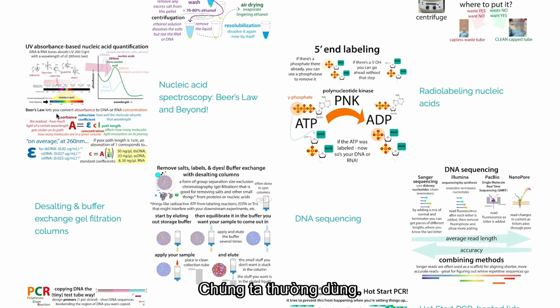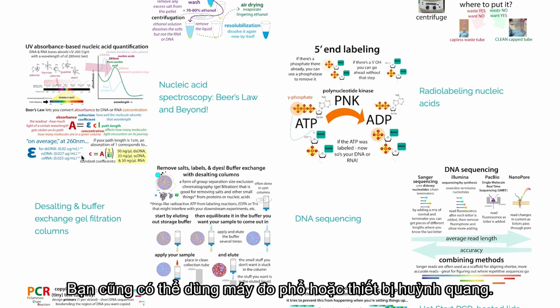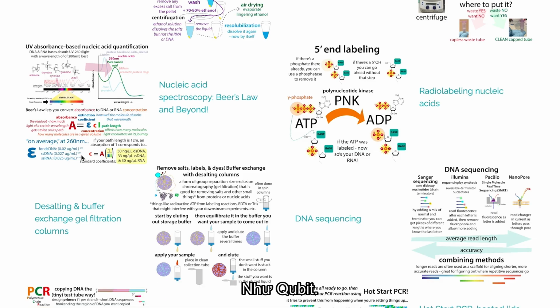So this is commonly done with a NanoDrop, which isn't completely accurate, especially if the concentrations are low, but it's nice and quick and easy. You can also use a spectrophotometer or a fluorescence tool like a Qubit.